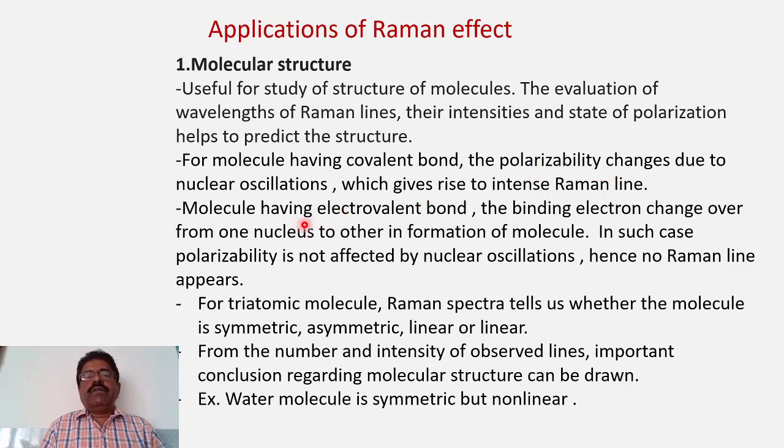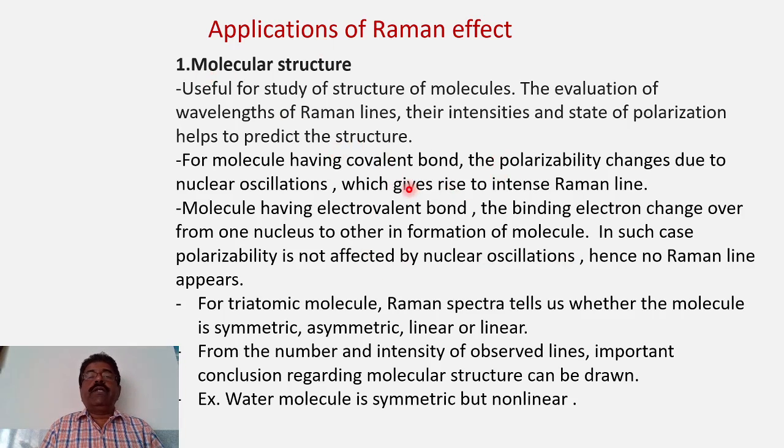Whereas if you see a different molecule, for example having an electrovalent bond, then the binding electron changes over from one nucleus to another. You know that in an electrovalent bond, the electron is transferred to the other atom for the formation of the molecule. In such a case, polarizability is not affected by the nuclear oscillations, and therefore the Raman lines don't appear. So if for a molecule Raman lines don't appear, you can say there is an electrovalent bond, and if it is very intense, you can say it is a covalent bond. Like this, the nature of the bond can also be studied.